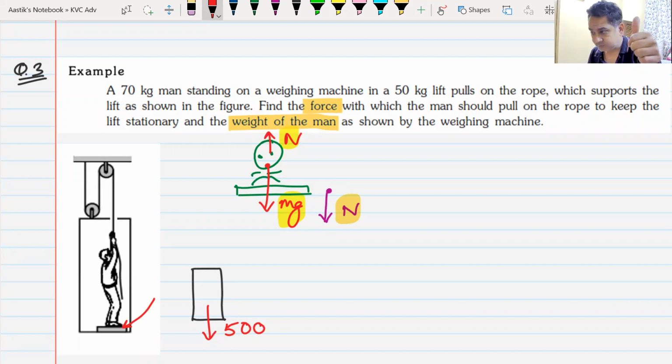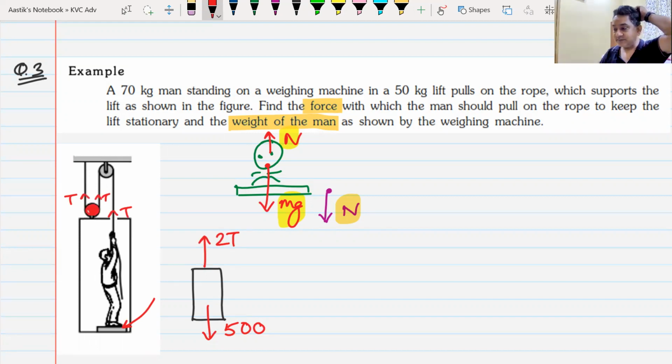Yes. Then there is something which is holding the lift up, which is this pulley, yes or no? And you can easily find out the tension in this pulley. The tension in this pulley will be 2T, if I take this as T, yes or no? Do we understand this, my dear friends? Yes or no?